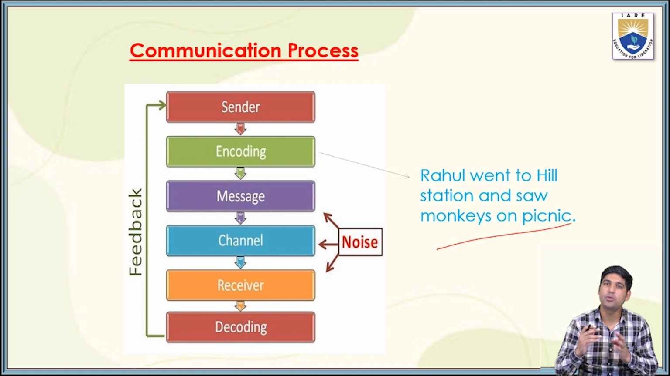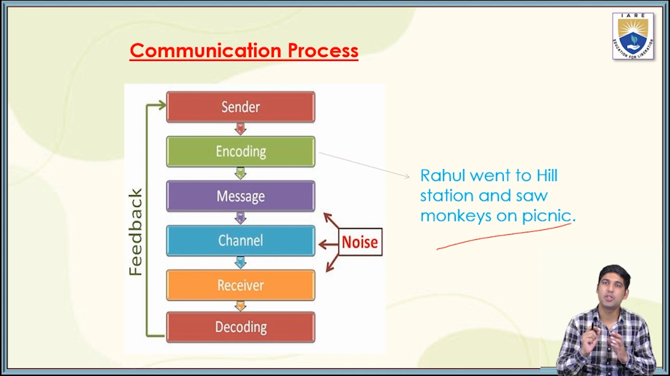It can lead you to two meanings. One is, yes, Rahul went to hill station, he went on a picnic and he saw monkeys there on the hill station. But another connotation may be like this: Rahul went to hill station and he saw monkeys there, they were on picnic. So this is encoding, this all is encoding.